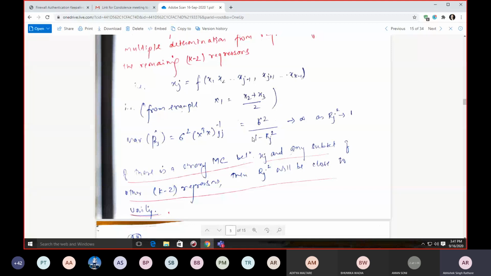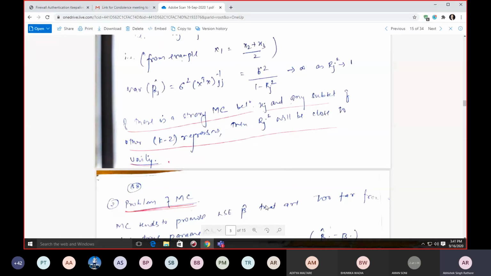It means that we are having some strong correlation, and when we get this strong correlation, it means that we are moving towards infinity. So this is my first problem.